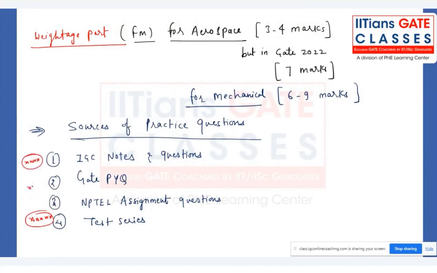GATE previous year questions, once again, are very important. NPTEL assignment, I would say, is very important. Why is it very important? Why have I given so many stars? Whatever questions till now you have seen in your original GATE papers from fluid mechanics or from any other topic, flight mechanics, structures, they have directly copied from NPTEL assignments.